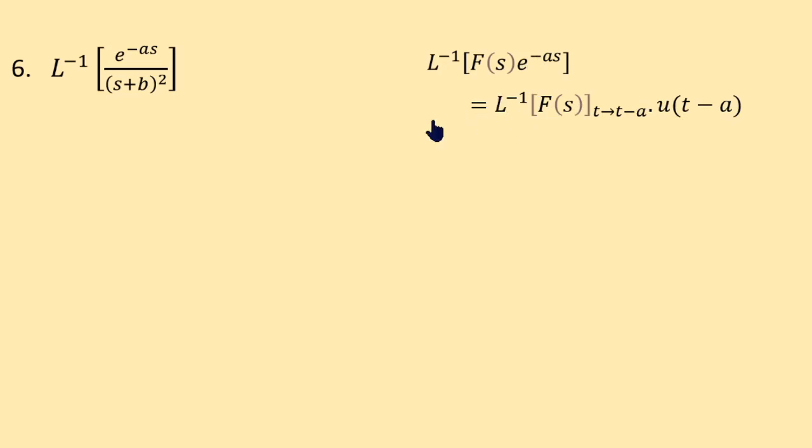Okay. Now, here f of s is 1 by (s plus b) whole square. s is s plus b. Therefore, the inverse is e power minus bt into 1 by s square; replace s plus b by s. 1 by s square inverse is t. So, t e power minus bt, that is f of t. Then t is replaced by t minus a and multiplied by u of t minus a.